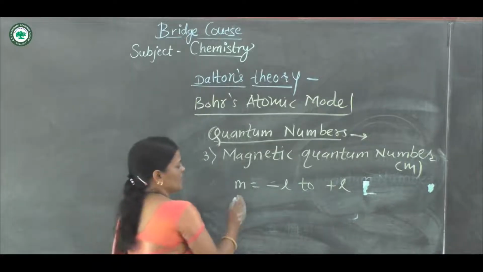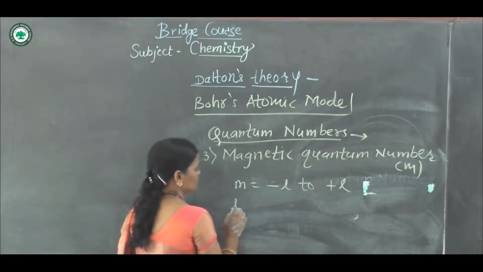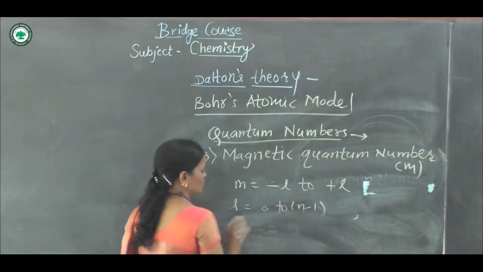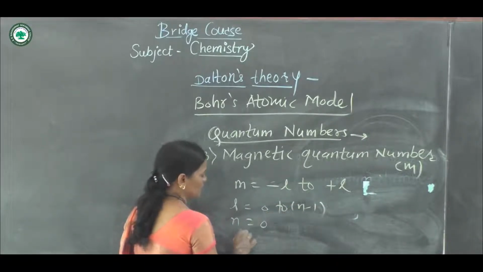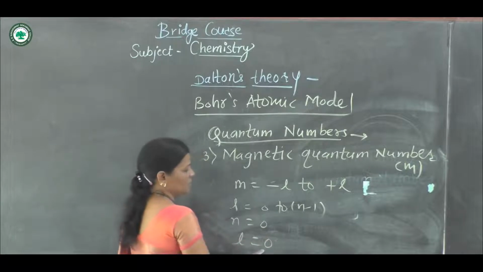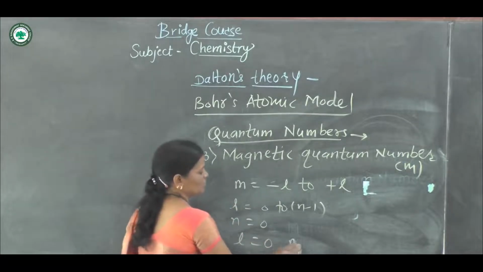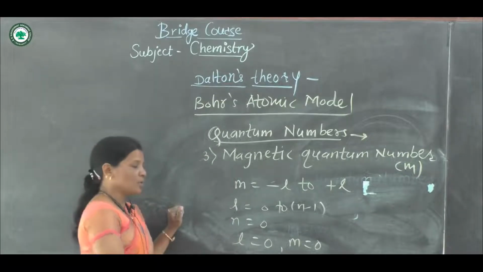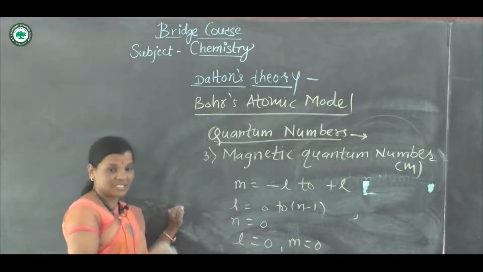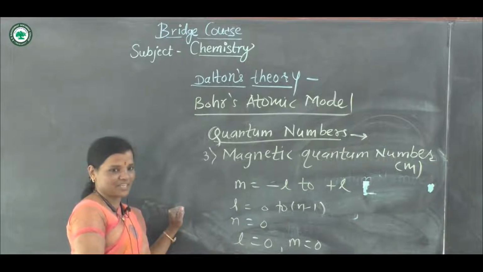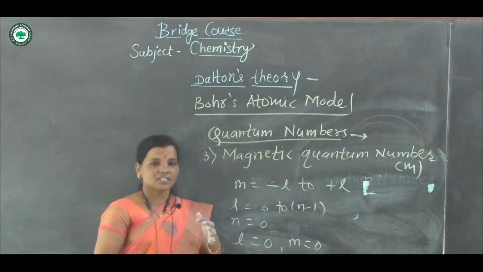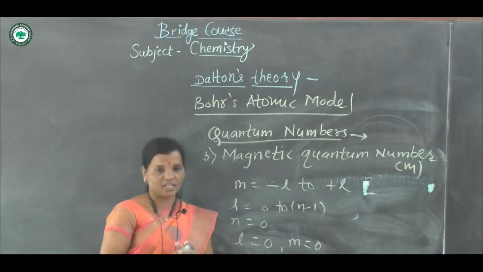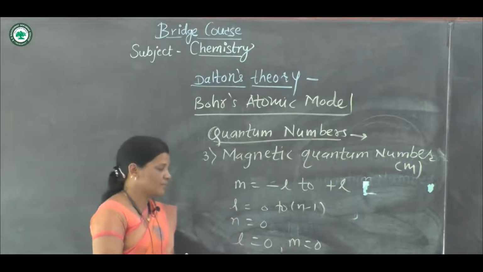So here for l, we know that it ranges from 0 to n minus 1. For n is equal to 1, l is equal to 0. If l is equal to 0, m is equal to 0. Then which subshell? s subshell is present. That means how many suborbitals are present depends upon the value of magnetic quantum number.